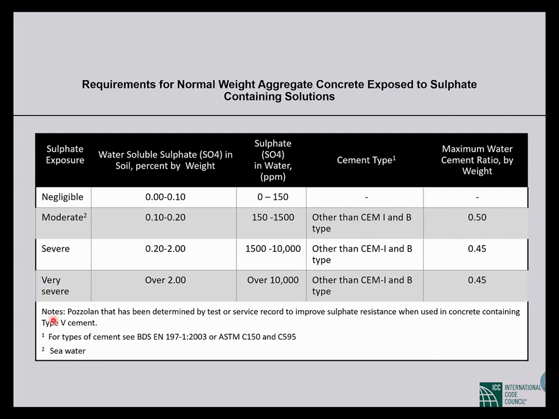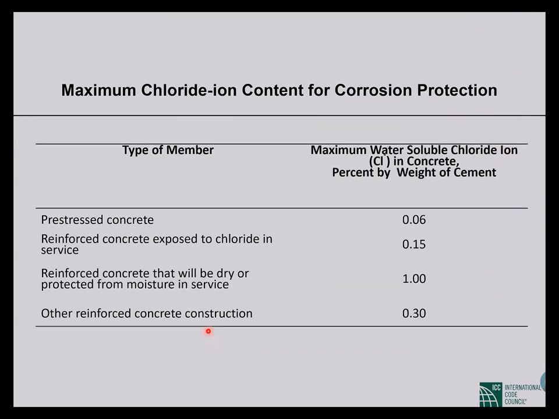Here this note is important. Pozzolan that has been determined by test or service record to improve sulfate resistance when used in concrete containing Type 5 cement. Pozzolan can have a beneficial effect to reduce sulfate attack. Maximum water cement ratio is also mentioned here, not more than 0.5. So we should be aware of this, that we should test the soil if there is any chance of sulfate attack. That's very important. Then we can choose the correct type of cement.